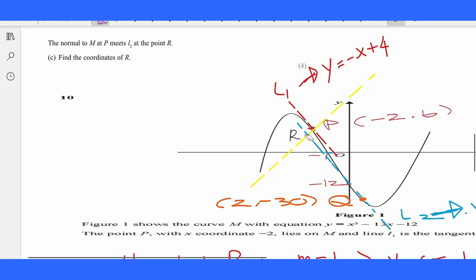Okay, so now what is the coordinate of point R? Of course we have to know the line equation of the normal to L1. The normal has the gradient of negative reciprocal. If the tangent gradient is negative 1, then the gradient for the normal must be positive 1, and it passes through the same coordinate, negative 2, 6.